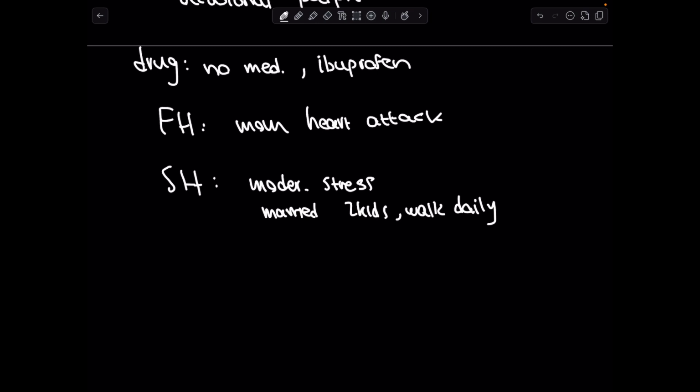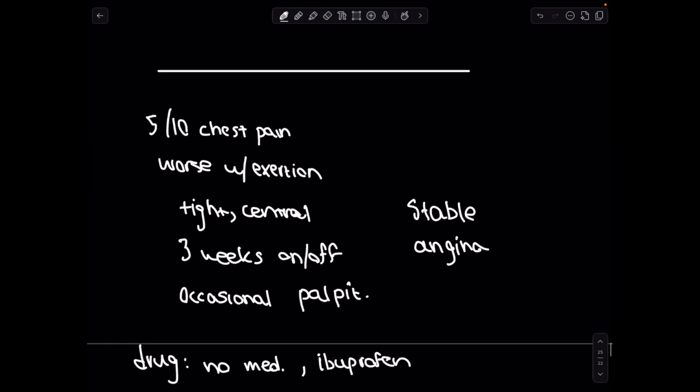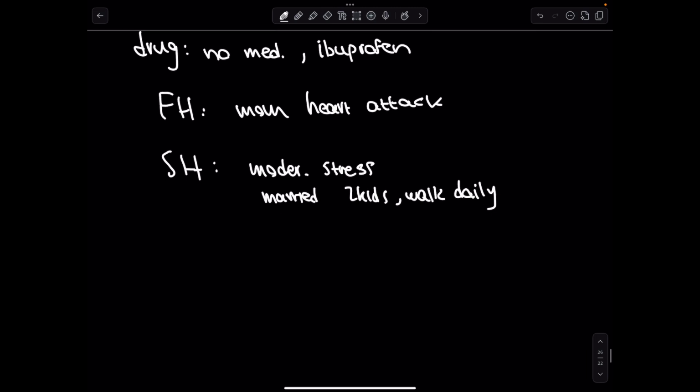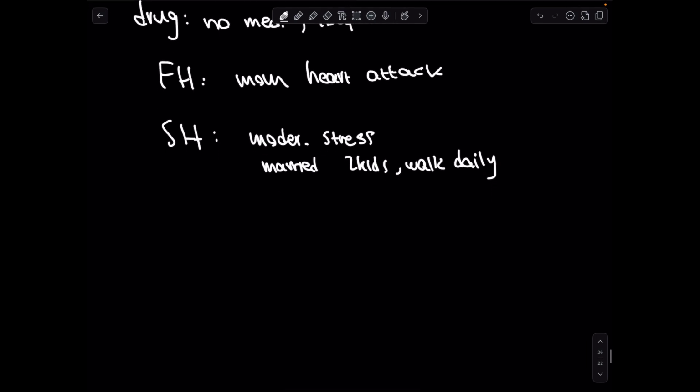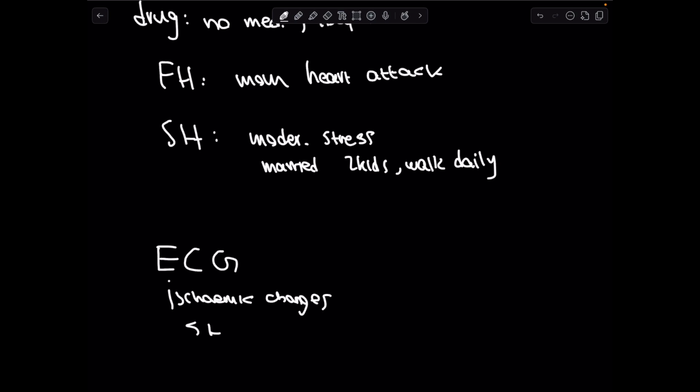To test for stable angina in this 45-year-old woman with 3-week exertional chest pain, 5 out of 10, tight, relieved by rest, breathlessness, and palpitations. Order an ECG to check for ischemic changes, may be normal at rest. A stress test, treadmill or pharmacological, to provoke symptoms and detect ischemia, and possibly a coronary angiogram if tests suggest blockages. Ask about symptom triggers or relief, e.g., nitroglycerin response, to strengthen your case.